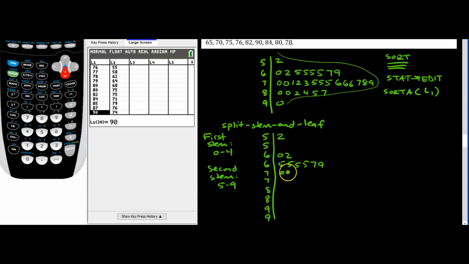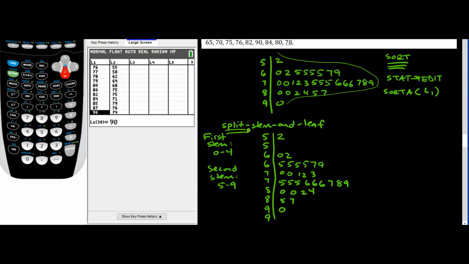In the 70s, we're going to have 0, 0, 1, 2, 3, and then we have 3 5s, 3 6s, 7, 8, 9. In the 80s, we go with 0, 0, 2, 4, and then in the second one, we have 5 and 7, and then again, in the 90s, we have just a 0. And so this just gives kind of a finer glimpse of what that distribution is like, just breaks it down a little bit more. And that is known, again, as a split stem and leaf plot.